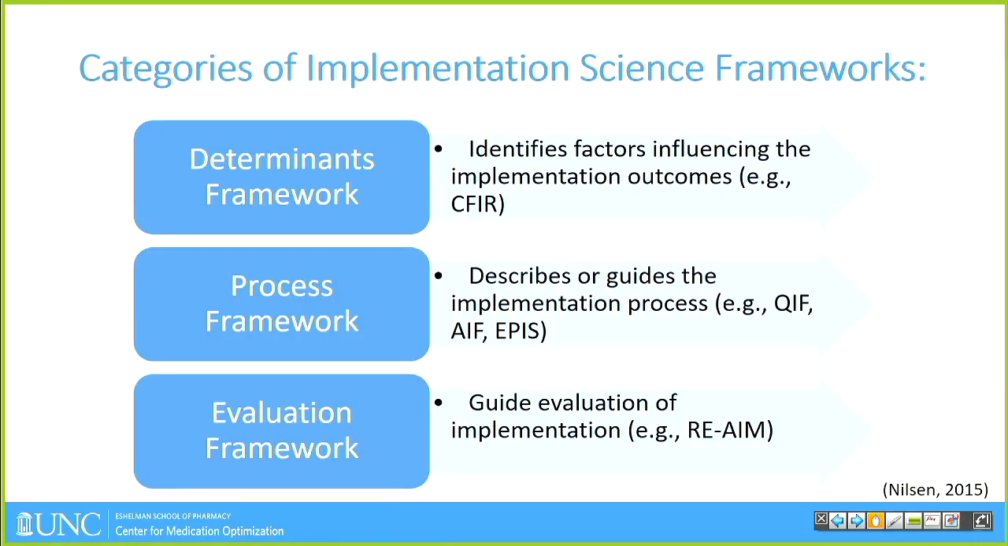So Nielsen came up with these categories to guide your selection of implementation science frameworks. There are 3 main categories of frameworks that exist in the implementation science space. You have determinants frameworks, so those frameworks help identify your factors, basically your facilitators and barriers of implementation science and outcomes. What barriers may you run into if you try to implement a service, what may help facilitate that implementation process. And so it's really a more exploratory framework that you would want to use early on before you start implementing.